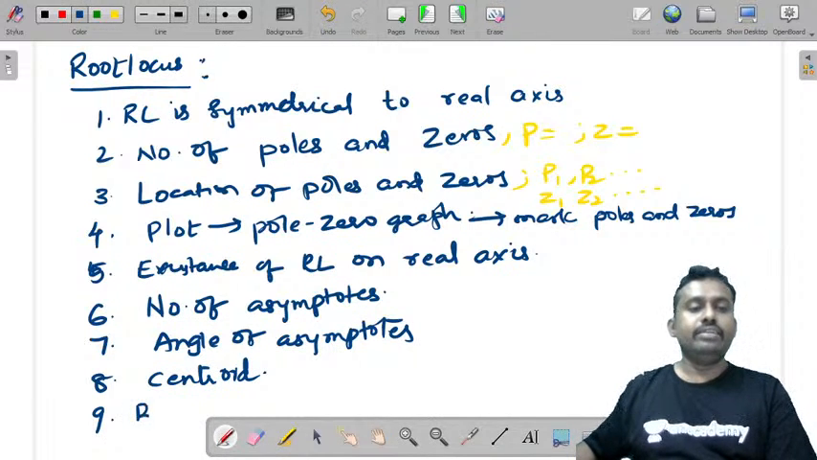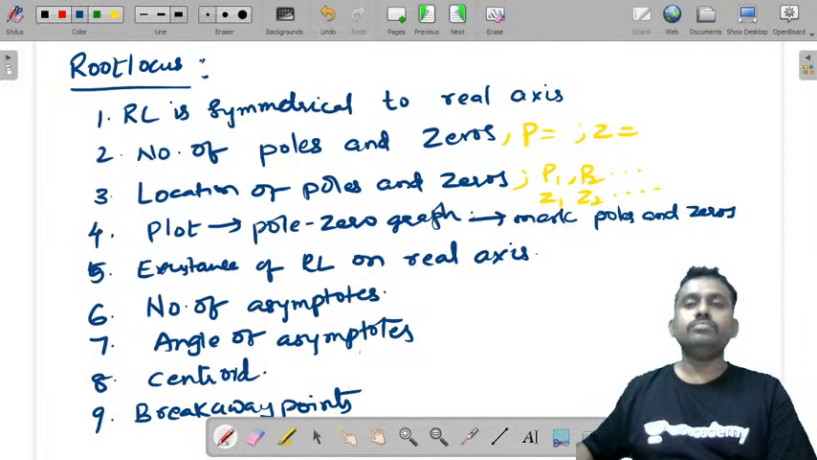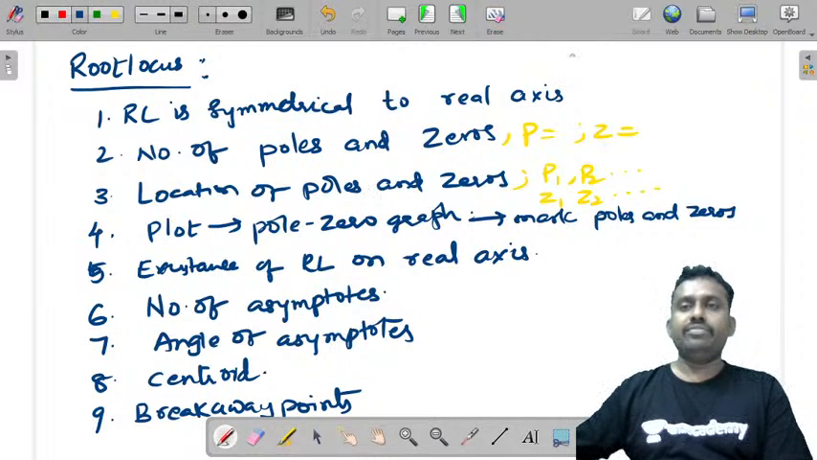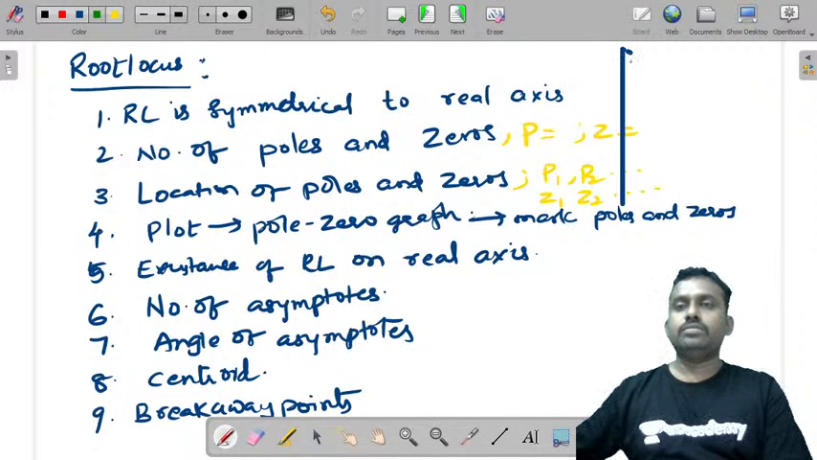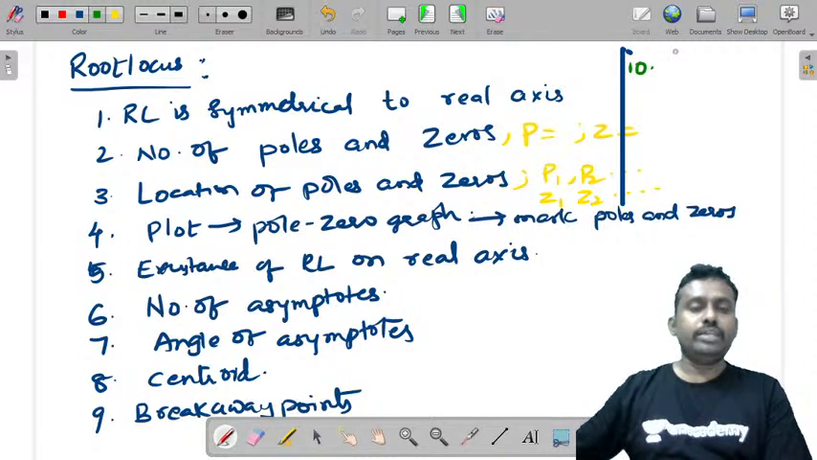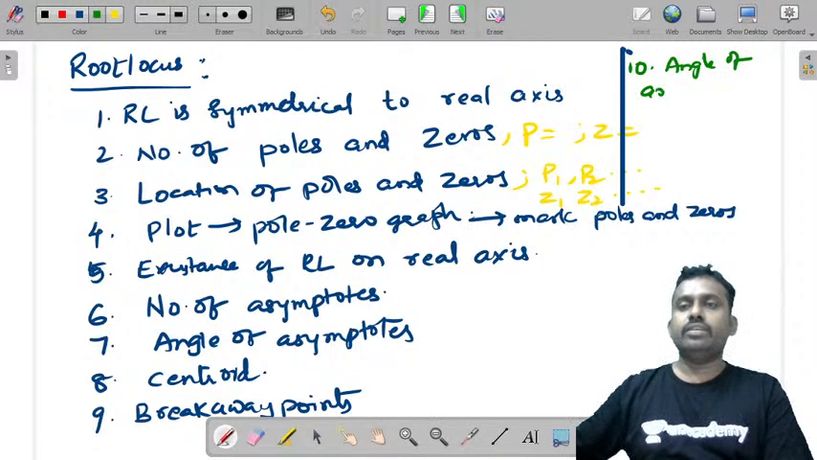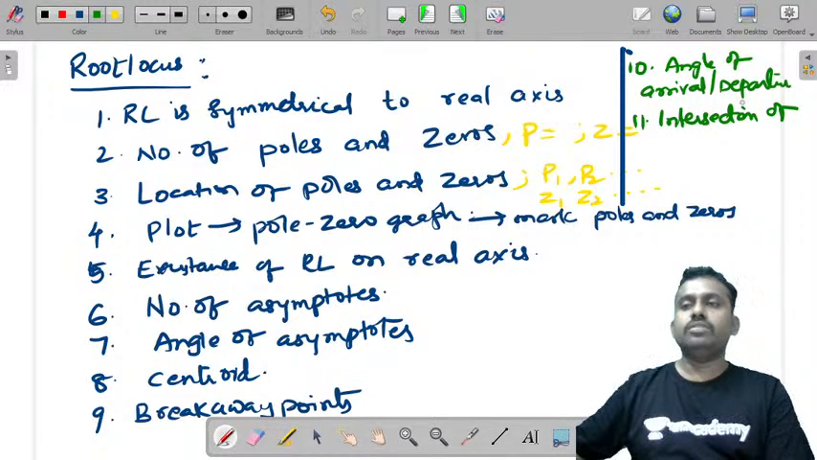We also need to find breakaway and break-in points, and we should find angle of arrival and departure, and also the intersection of root locus with the j omega axis.